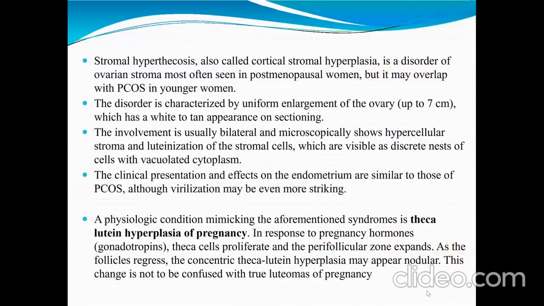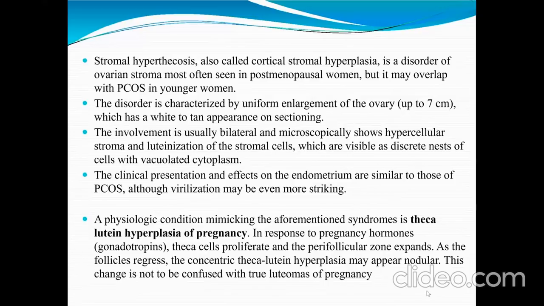Stromal hyperthecosis, also called cortical stromal hyperplasia, is a disorder of ovarian stroma most often seen in postmenopausal women, but it may overlap with PCOS in younger women. The disorder is characterized by uniform enlargement of the ovary up to 7 cm, which has a white to tan appearance on sectioning. The involvement is usually bilateral and microscopically shows hypercellular stroma and luteinization of the stromal cells, which are visible as discrete nests of cells with vacuolated cytoplasm.